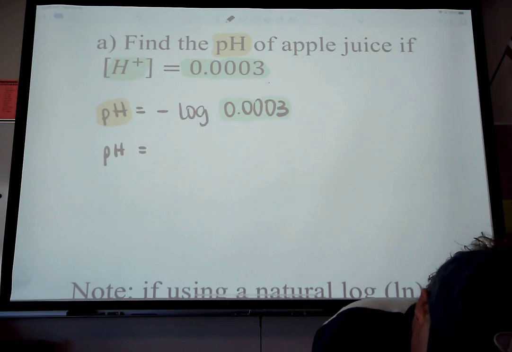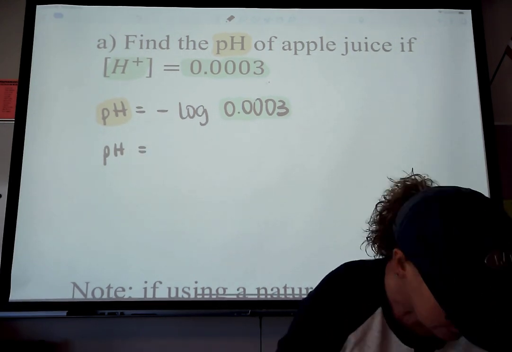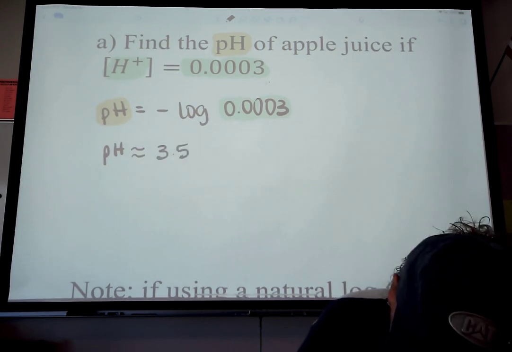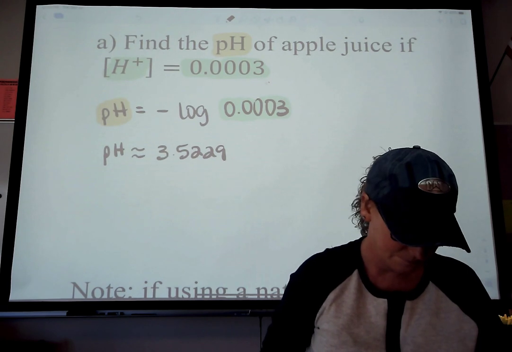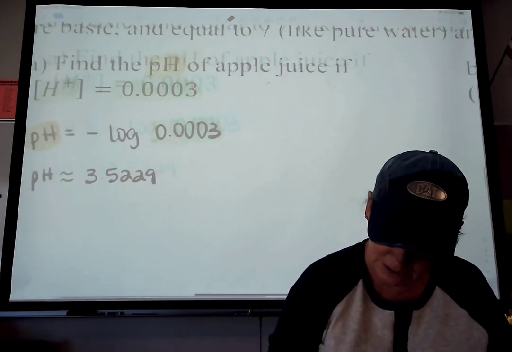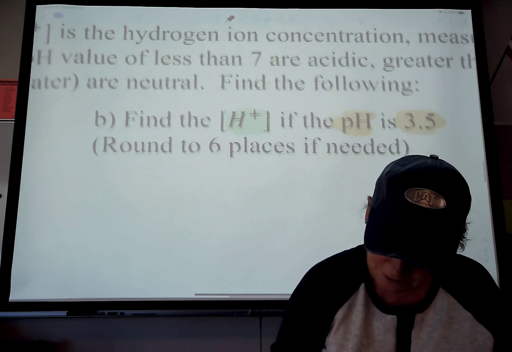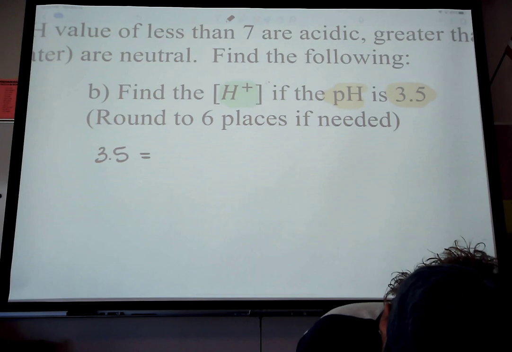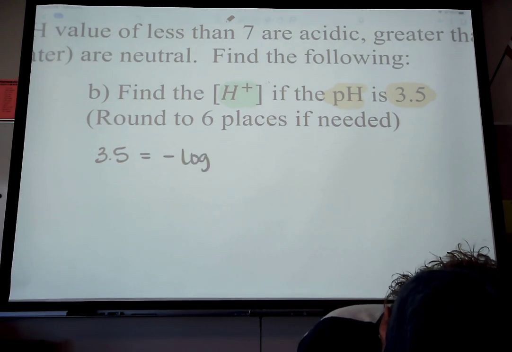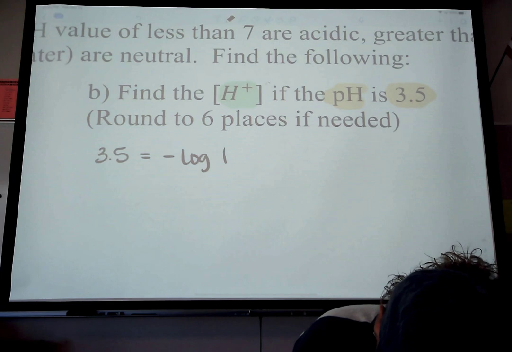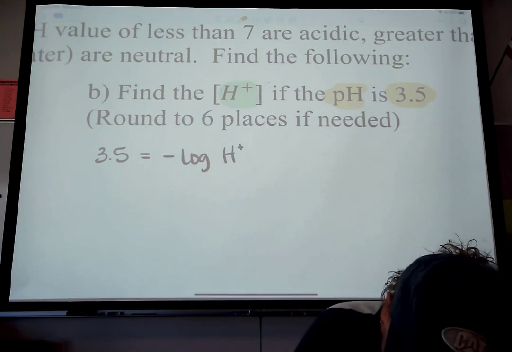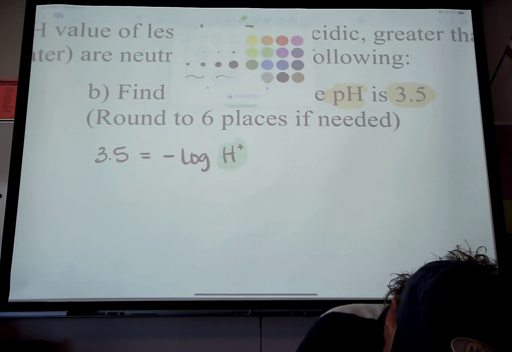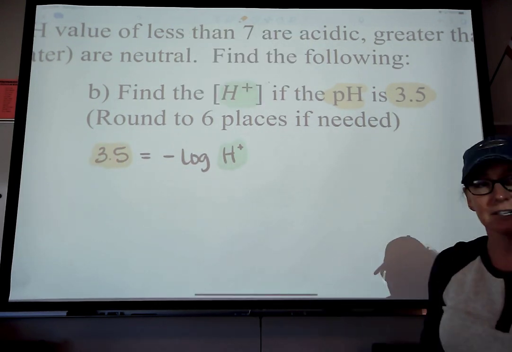So I did that, typed it in my calculator, and I used the LOG button, and I get approximately 3.5229. Next one. Find the green if you plug in the orange. So 3.5 equals negative LOG of that weird thing. That's the weird thing that I'm trying to solve for. And I plugged in 3.5.